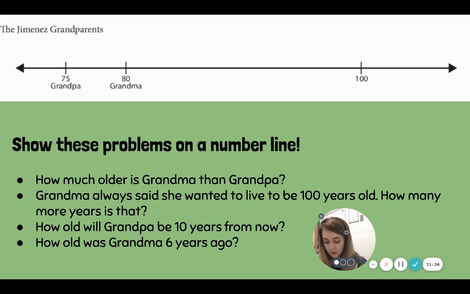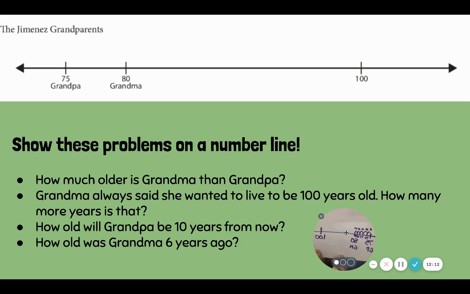You could do hops of 1, plus 1, 76, plus 1, 77, plus 1, 78, plus 1, 79, plus 1, 80. Now this is looking a little bit messy because my marker is fat, but I could do 5 hops of 1, and that would tell me that Grandma is 5 years older than Grandpa. Or I could just take one big hop from 75 to 80 of plus 5 to tell me that.